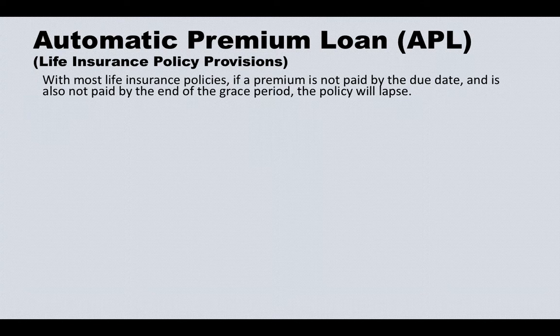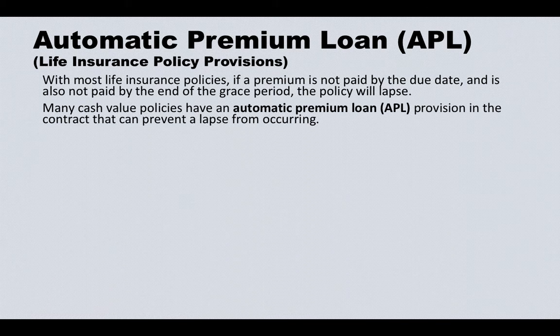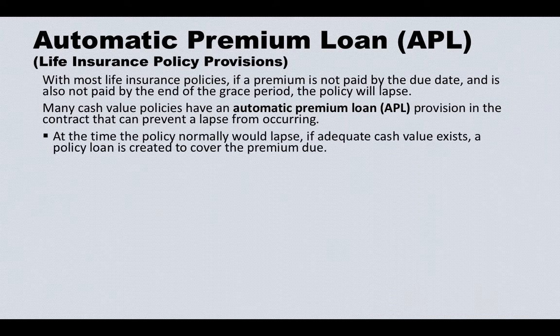With most life insurance policies, if a premium is not paid by the due date, and it's also not paid by the end of the grace period, the policy will lapse. Many cash value policies have an automatic premium loan provision in the contract that can prevent a lapse from occurring. So how it works: at the time the policy normally would lapse, if adequate cash value exists, a policy loan is created to cover the premium due.